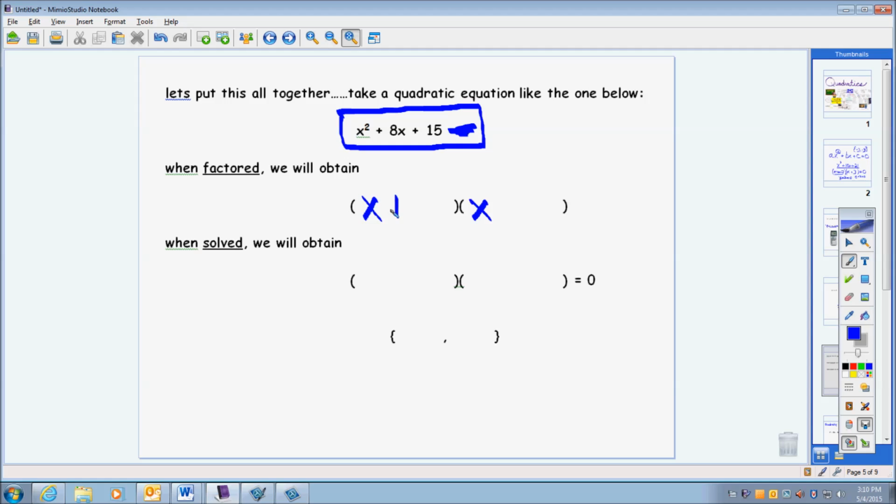Factors of 15 that add up to 8. Very easy. 5 and 3. Put your 5 in here and 3 in here. The order doesn't matter. Okay, that was Unit 10. I can't stress this enough. The difference between Unit 5 or Unit 10 and Unit 11.